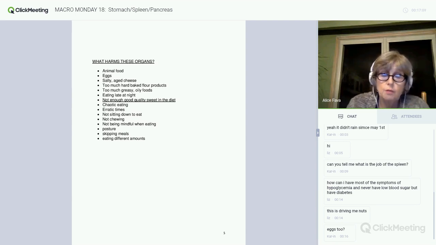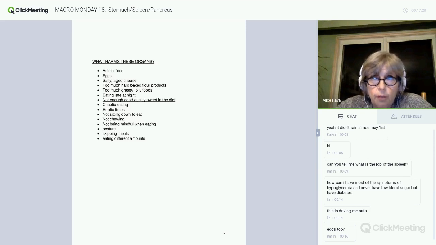Eating late at night also is problematic. And in macrobiotics, the rule is not to eat 3 hours before going to bed. And too much greasy or oily food, that's very damaging to the spleen especially. Not enough good quality sweet in the diet, and we'll talk about that in a second. Chaotic eating, now we're getting to lifestyle problems that create hypoglycemia.